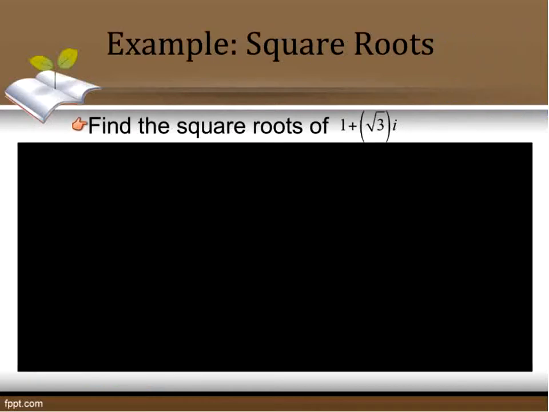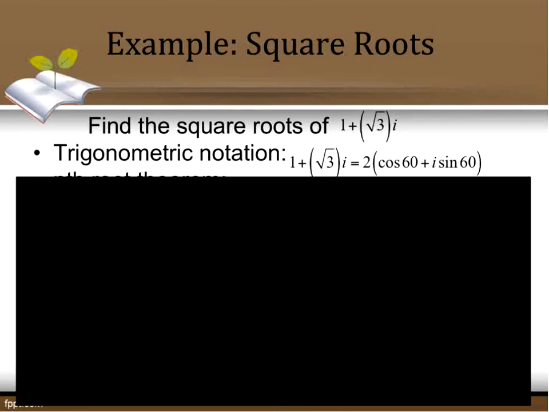So let's try this one. Find the square roots of 1 plus square root of 3i. So this will be our last problem for the day. Okay, so first things first. We have to switch it into trigonometric notation. I'm going to show you in just a minute.